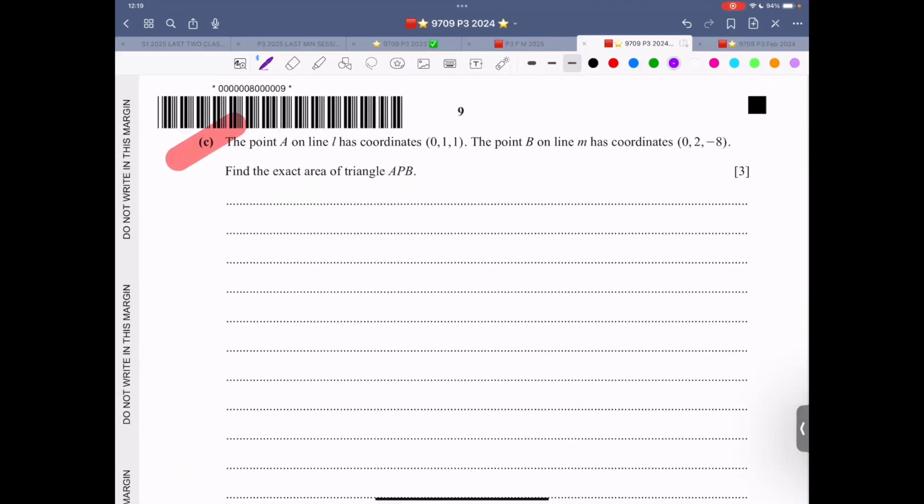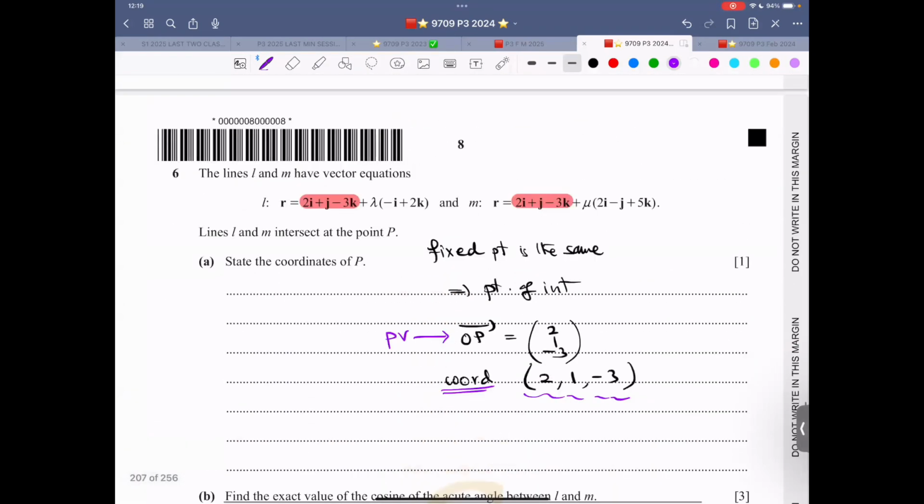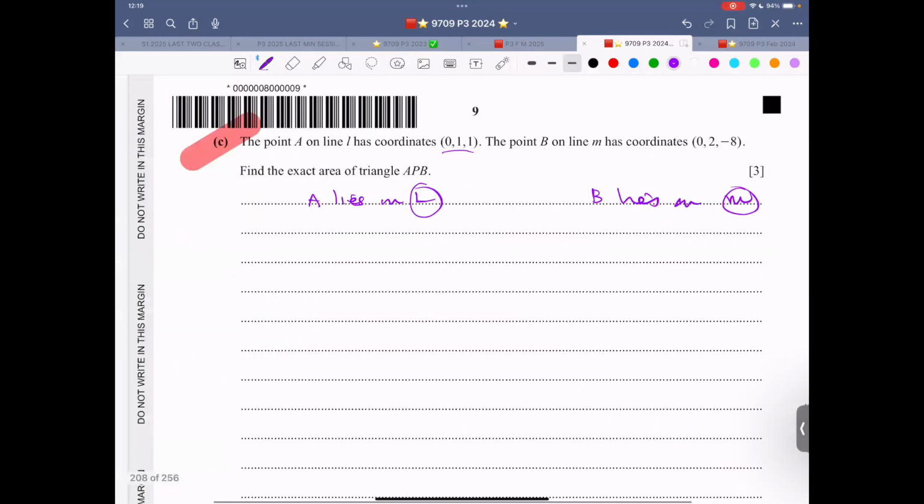Part C, the point A on line L has coordinates such and such. So A lies on L and B lies on M. So this is another line, this is another line. Find the exact area. Now we know that these two are meeting at point P, correct? So let me give you some idea. This is one line like this. This is another line like this. And this is where they're meeting. This is P over here. This is A, this is B. And it says find the exact area of this triangle.